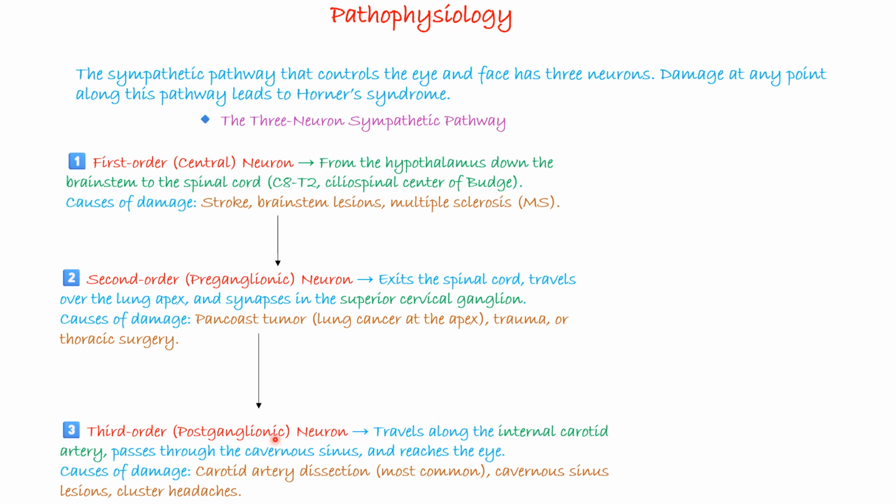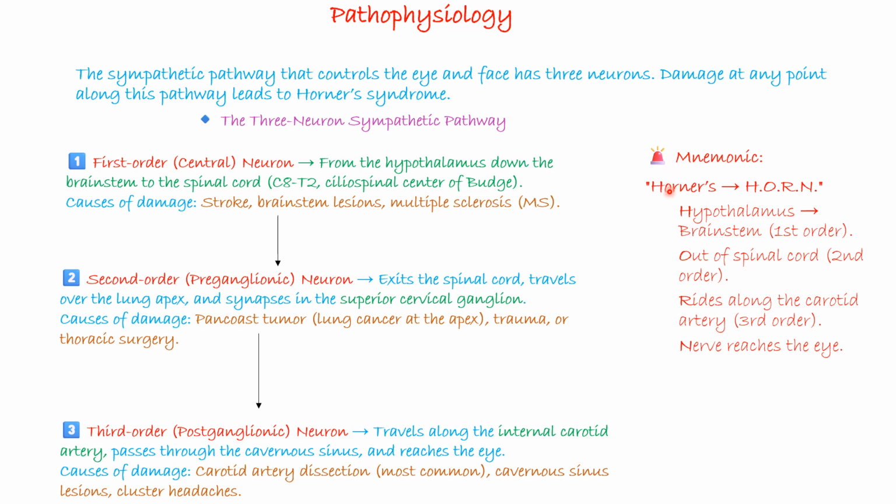And the third order, or the postganglionic neuron, moves from the superior cervical ganglion and travels along the blood vessels. So they travel along the internal carotid artery and pass through the cavernous sinus to reach the eye. The causes of damage to this pathway are carotid artery dissection, which is the most common, cavernous sinus lesion, and cluster headaches.